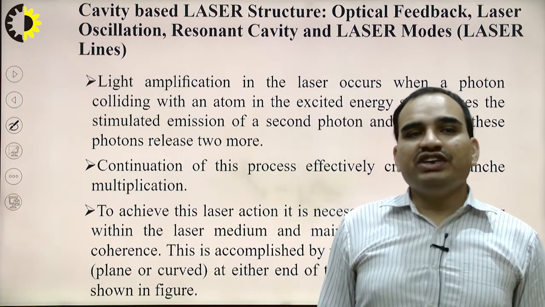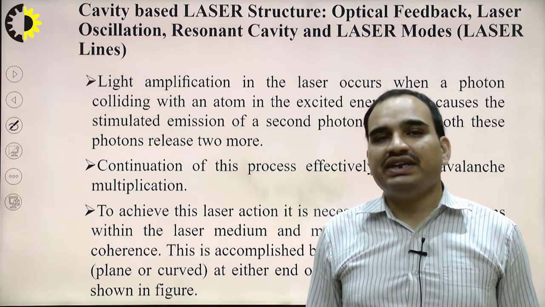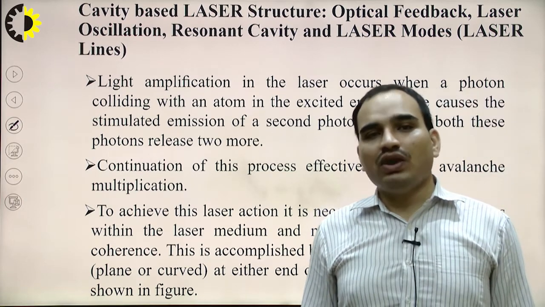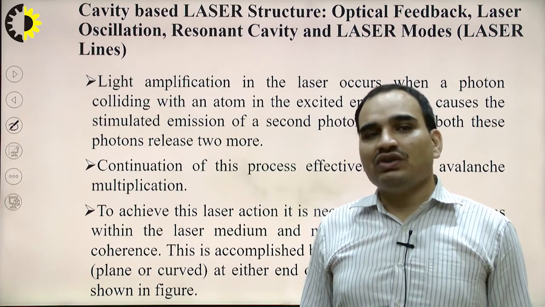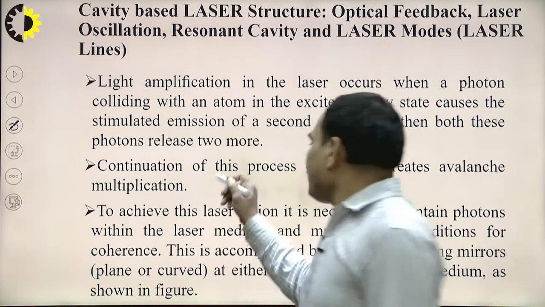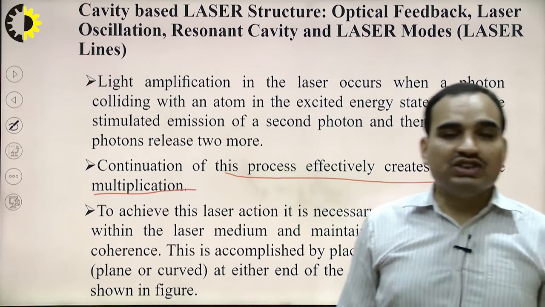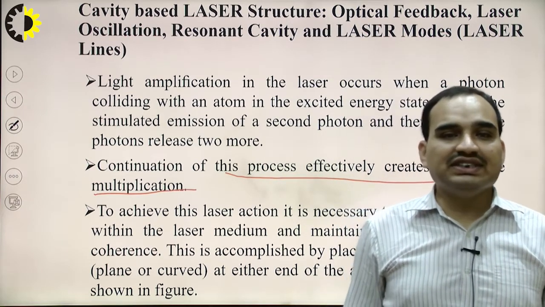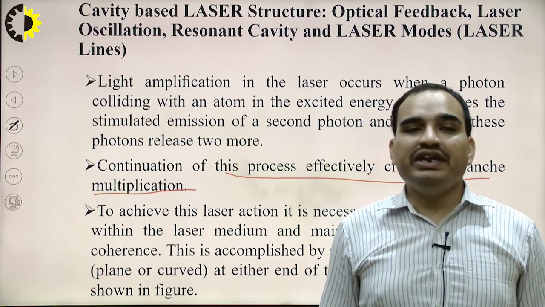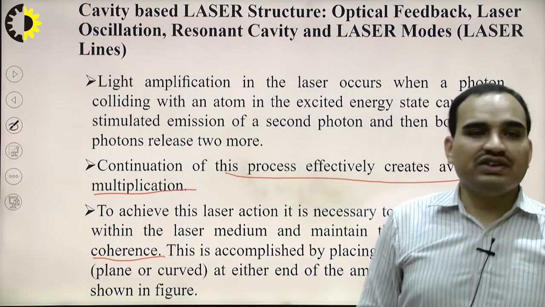Light amplification in the laser occurs when a photon colliding with an atom in the excited energy state causes the stimulated emission of a second photon, and then both these photons release two or more photons. Continuation of this process effectively creates avalanche multiplication. To achieve this laser action, it is necessary to contain photons within the laser medium and maintain the conditions for coherence. So, we are getting coherent light.